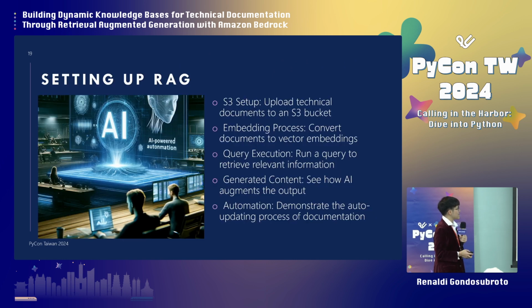And within setting up RAG as well, as mentioned before, pretty much, as you can see over there, upload technical documents to the S3 bucket, convert the documents to vector embeddings. We then run the query to retrieve the relevant information, see how AI augments the output, and pretty much just demonstrate the auto-updating process of documentation through that. So as you can see, it's a good way to sum up, I feel, what we've currently looked at already, and pretty much just sums it up into a 5-step process that is good to reference whenever you are looking at implementing RAG workflows based on Bedrock.